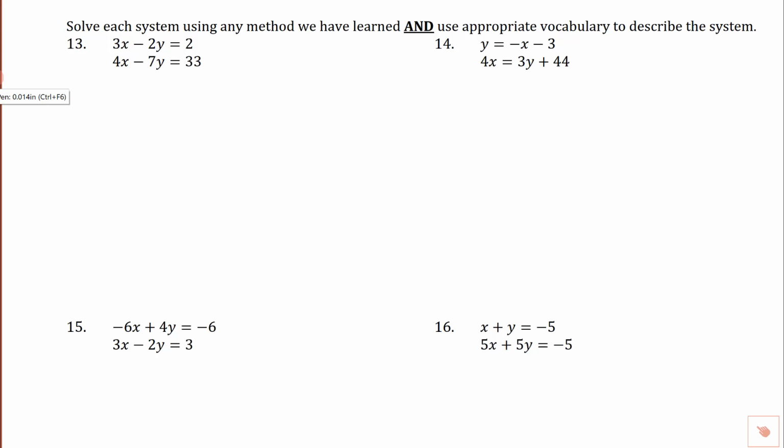So let's take a look at number 13 and let's go for this one. This one's a tough choice. We could turn both of these into 12s or we could turn both of these into 14s.